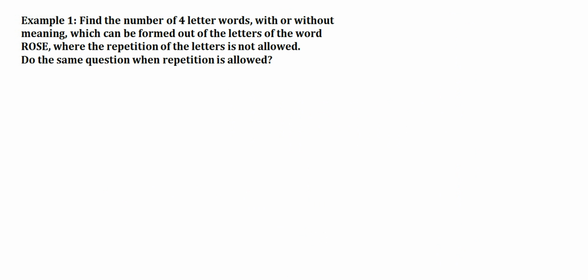Well, to understand the fundamental principle of counting, now I'm going to take certain examples. These are very simple examples, but the main idea is to understand the principle of counting. Okay. The example number 1 is like this. Find the number of 4 letter words, with or without meaning, which can be formed out of the letters of the word rose when the repetition is not allowed. Do the same question when the repetition is allowed.